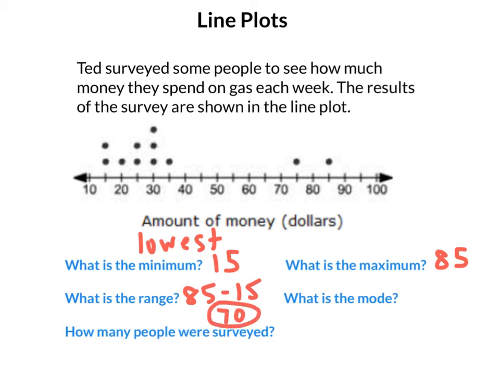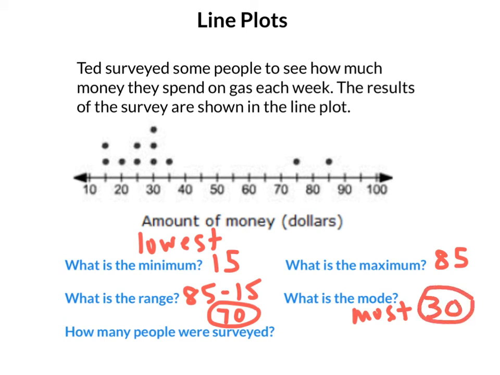The mode is the number that occurs the most. So in this case, we can see which of the dots go up the highest. So this one has 2, this one has 2, but this one goes up by 3. So it's really the tallest column of dots, so it's at 30. So the mode is 30.